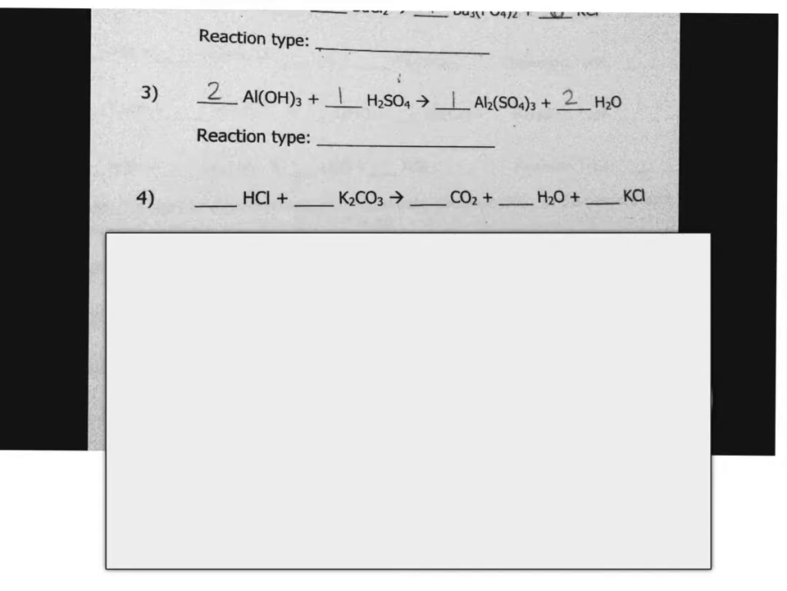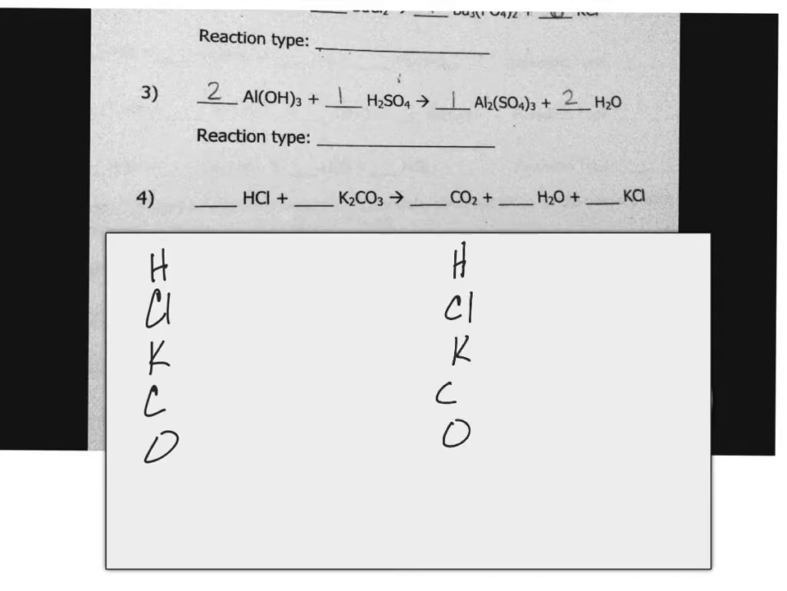All right, because this CO3 does not show up on both sides of the equation. Here you have a CO2, but you don't have a CO3. You're going to want to break that apart. So I'm going to make a list: H, Cl, K, C, and O. And on this side, I'm going to repeat this list, H, Cl, K, C, and O, keeping them in the same order.